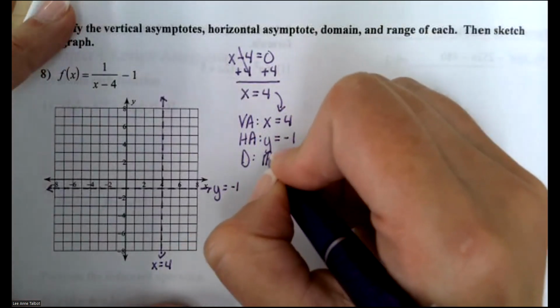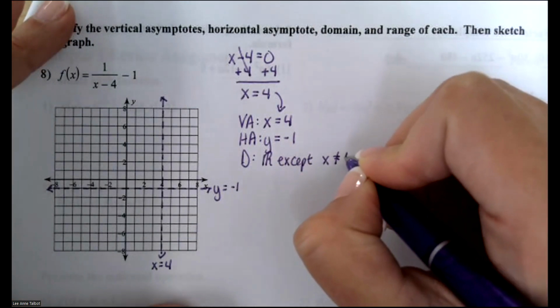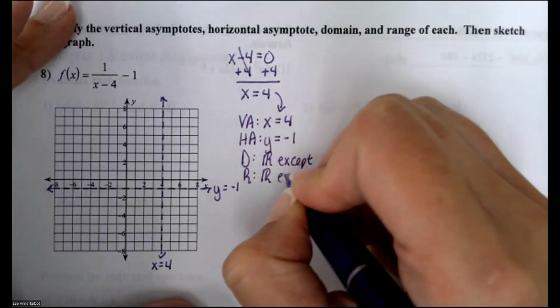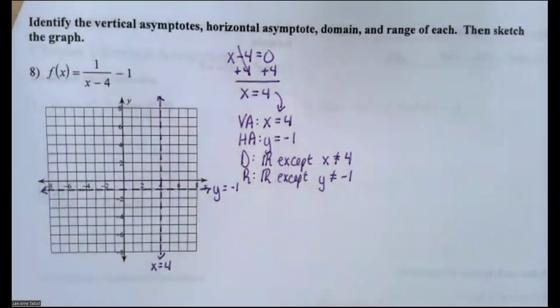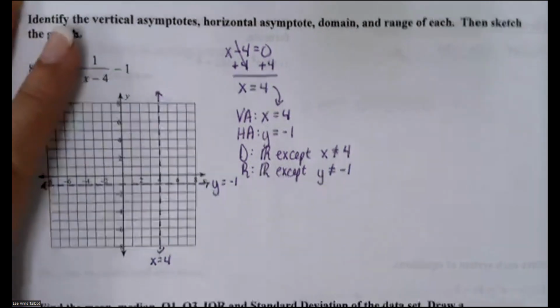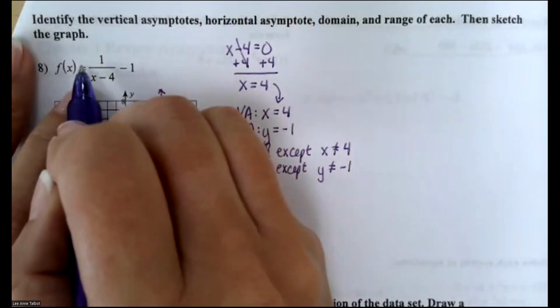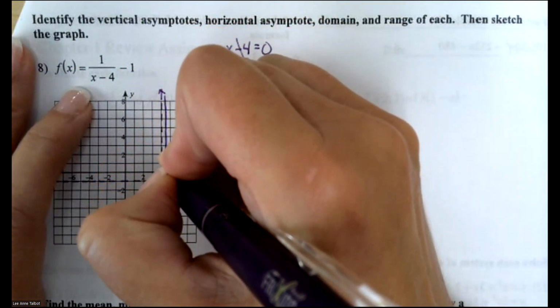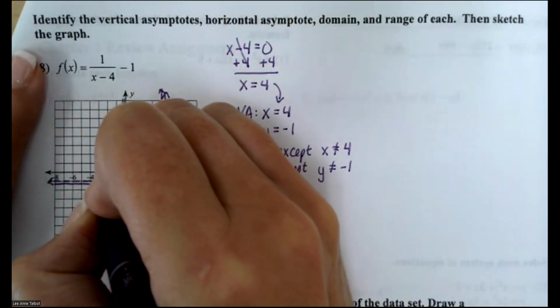Domain is all reals except x is not 4. The range is all reals except y is not -1. And then sketch the graph because the fraction itself is positive. We're just going to sketch this in to the top right and bottom left.